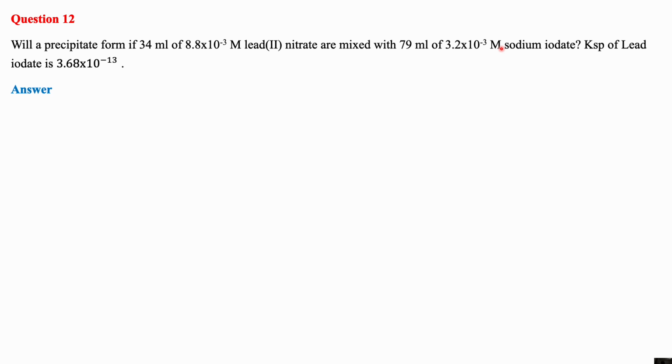What will be the total volume? Here we'll be having 34 milliliters plus 79 milliliters, so that we get the total volume. That means the ions for which we are going to determine the ionic product will be in a combined volume. So you need to calculate the concentration in the total volume: the concentration of lead in the total volume and the concentration of iodate in the total volume.